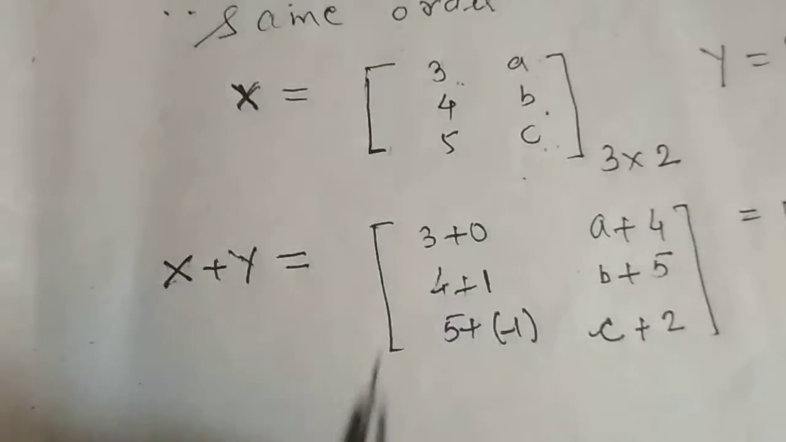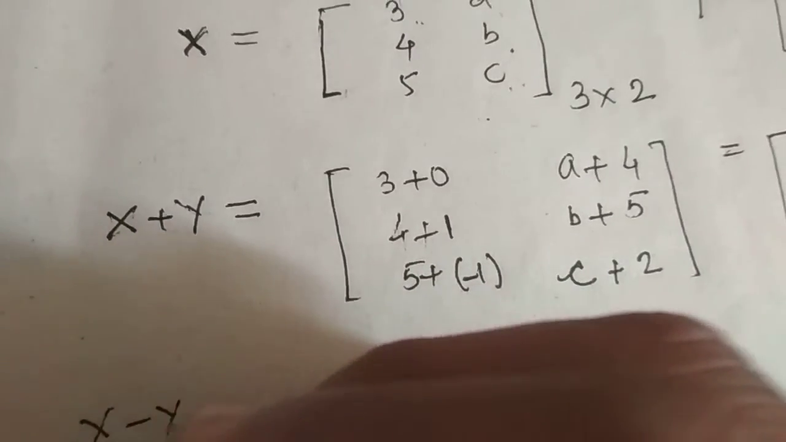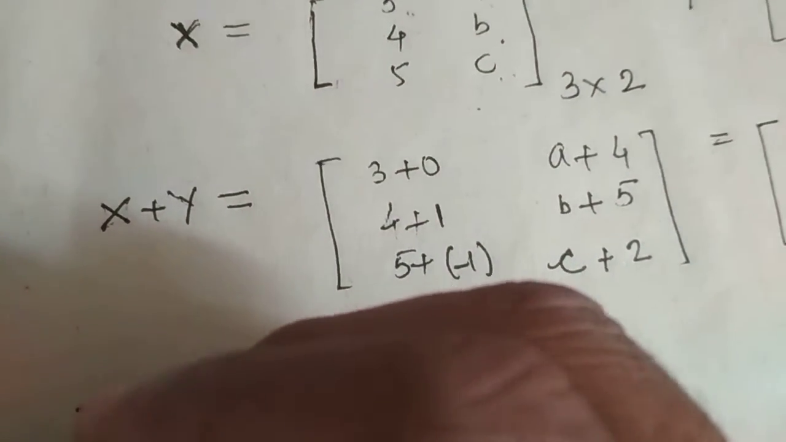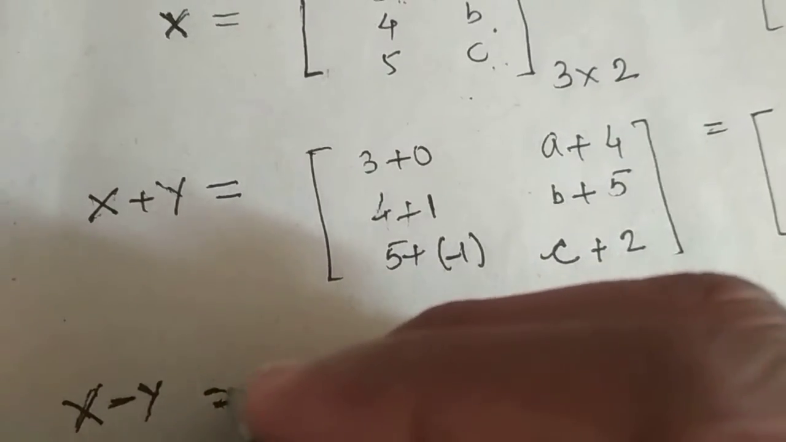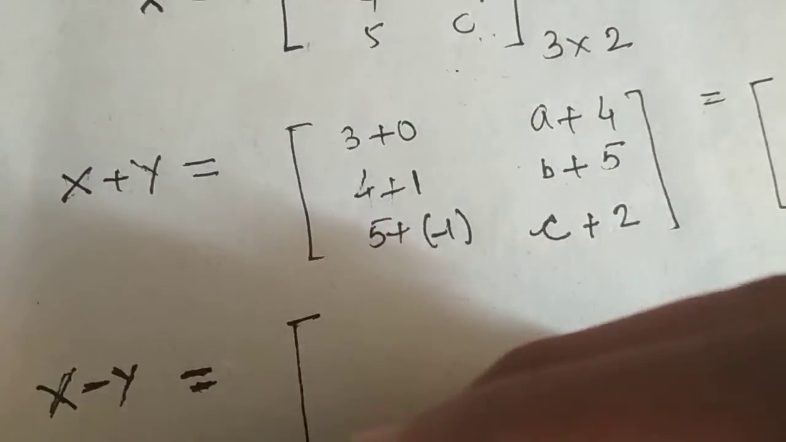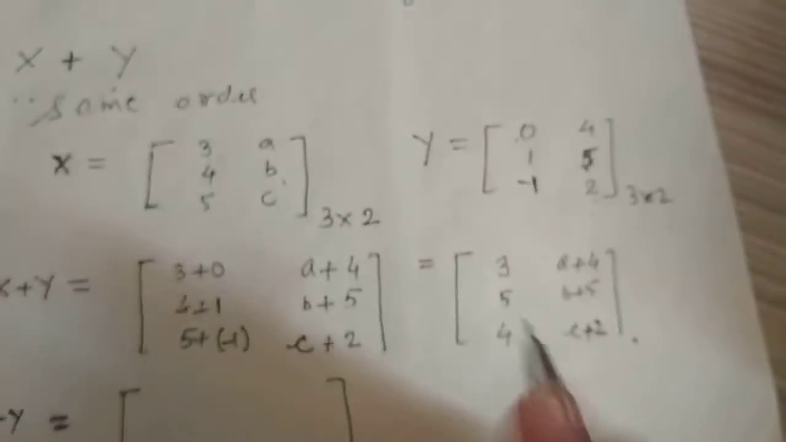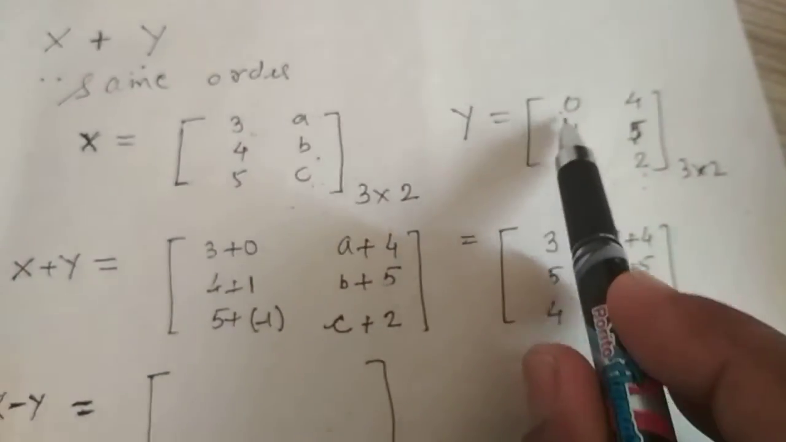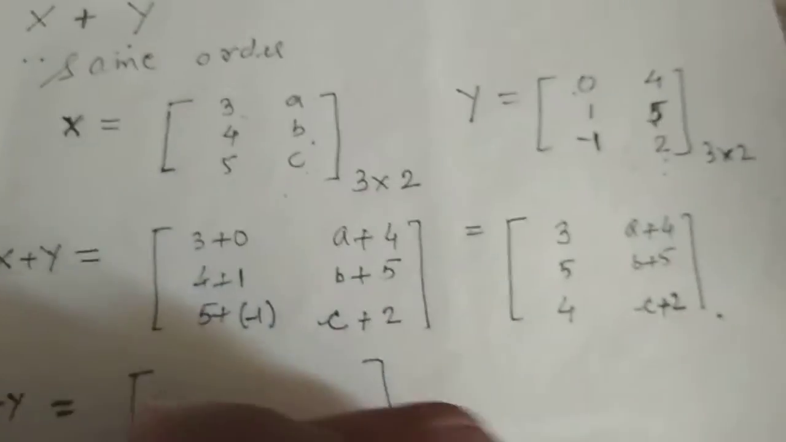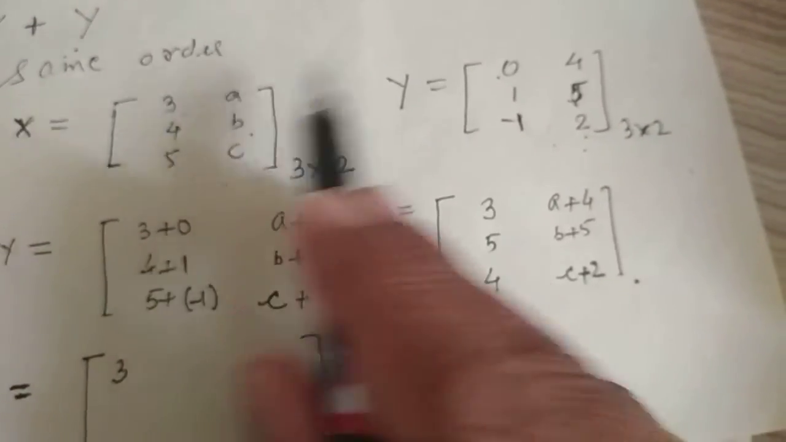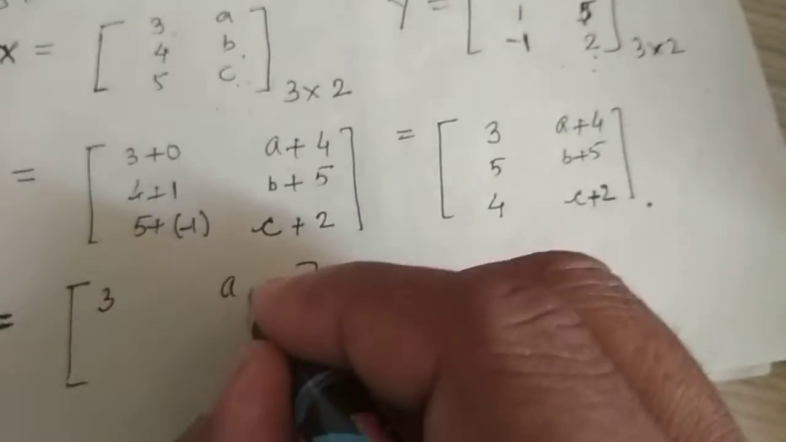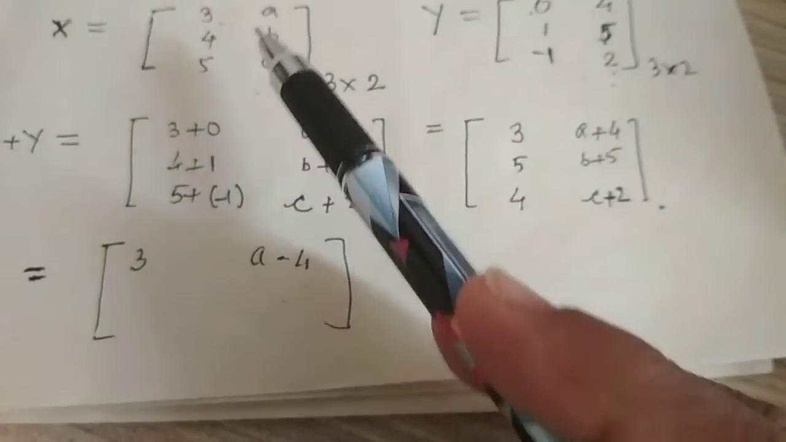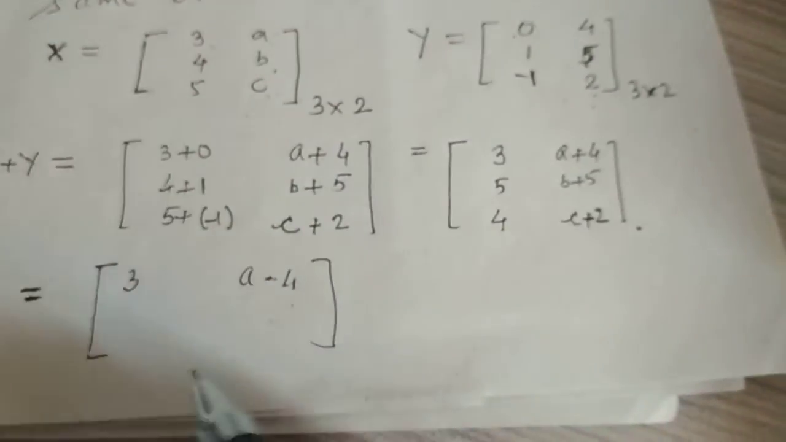If you want to have the difference X minus Y, then it's very easy. You have to just subtract Y from X. So how will you subtract? 0 from 3. 3 minus 0 is 3. That is A minus 4. Simply you have to write A minus 4. Similarly, you have to write 4 minus 1. So it is 3.